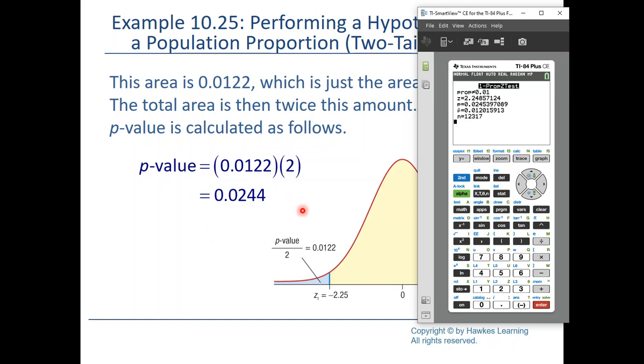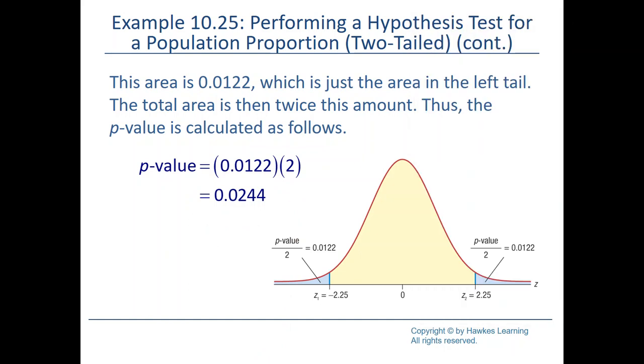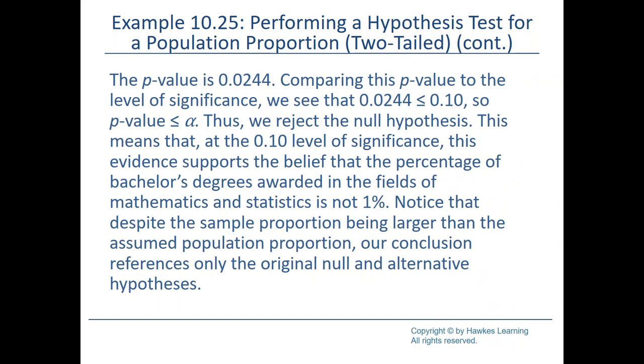Okay. Now, once you've noted your p-value, what you're going to do is say, is my p-value bigger than the alpha or not? In our case here, as we compare our p-value to our level of significance, we do see that our p-value is less than or equal to our alpha, which is 0.1. So since our alpha is bigger, we are going to reject the null hypothesis. Now, what this means is that at a 10% level of significance, there is enough evidence to support the belief that the percentage of bachelor's degrees awarded in the fields of math and statistics is not 1%.